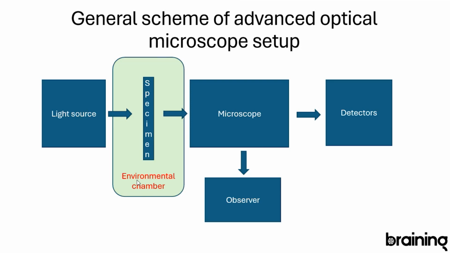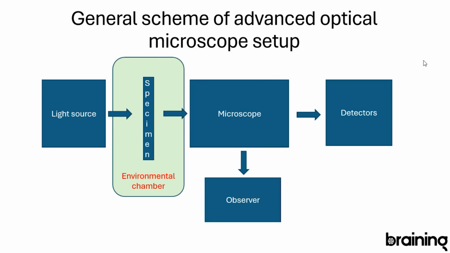Usually it consists of the environmental chamber, which provides the proper temperature, the proper atmosphere, and sometimes protects them from the influence of the light. We have this kind of devices, and this is also a very complex system. And in the center of this system is the classical microscope.